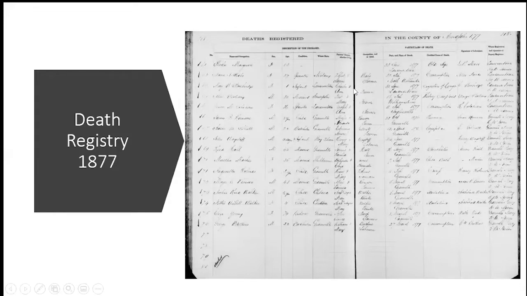Now, this is a sample death registry from 1877. Again, years before, but again, a very, very similar situation in terms of the registries themselves were books, and you'd actually go to the clerk's office and pull the books down to find out about the record itself.